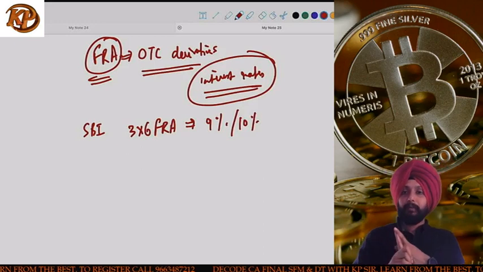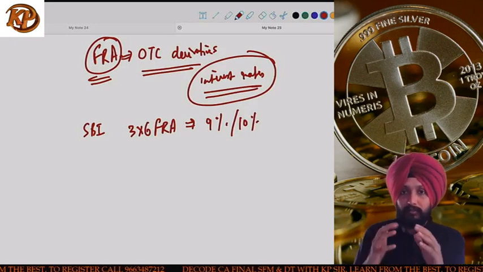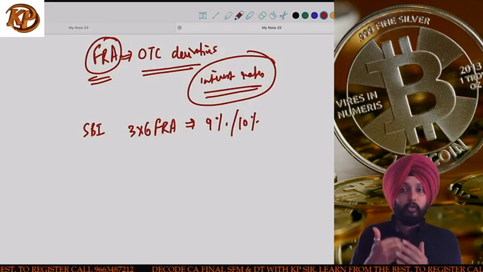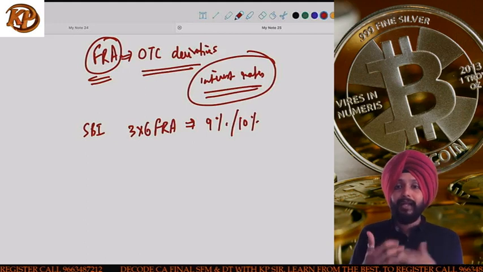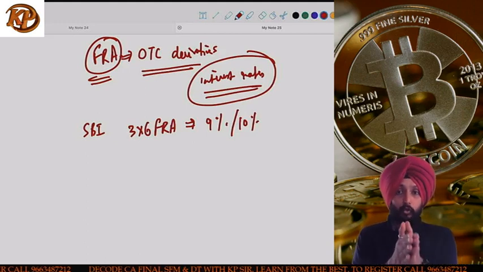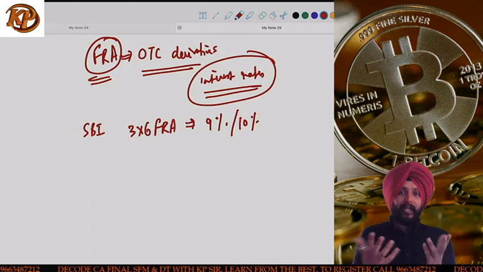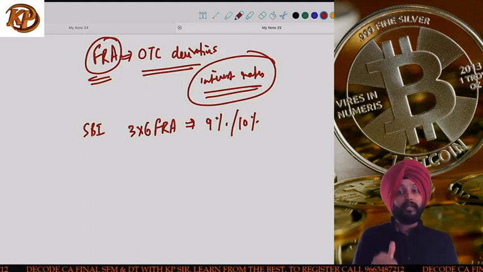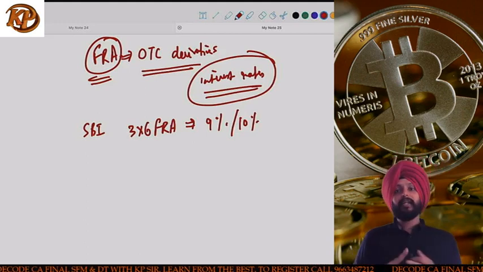When is it available? It is available today. If you go to the bank and tell that I want an FRA quotation, probably they are giving you this quotation today. But is it applicable today? No, it's not applicable today, but it is available in the market today. It is available today, number one.